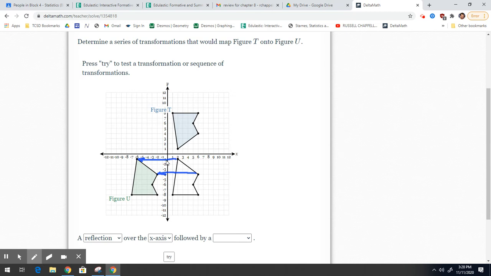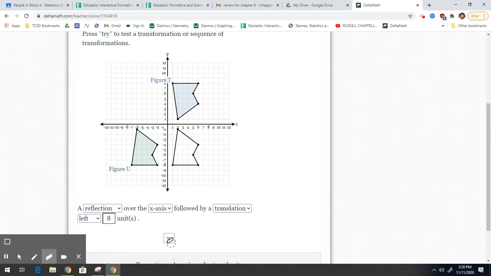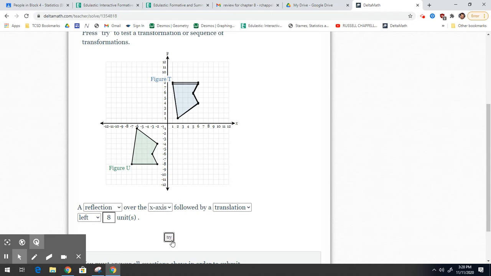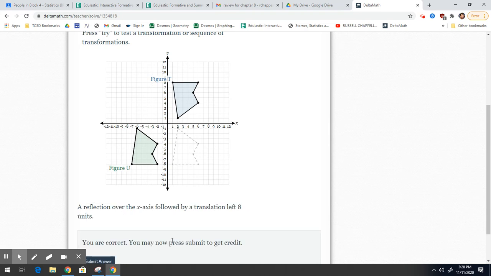Looks like I need to go 1, 2, 3, 4, 5, 6, 7, 8. Left 8. 1, 2, 3, 4, 5, 6, 7, 8. Left 8. And there we go. So that I think is going to be my second, followed by a translation left 8 units. Let's clear our drawing. And now let's try this together. So there's the reflection and there's the translation. And we did it. You are correct.